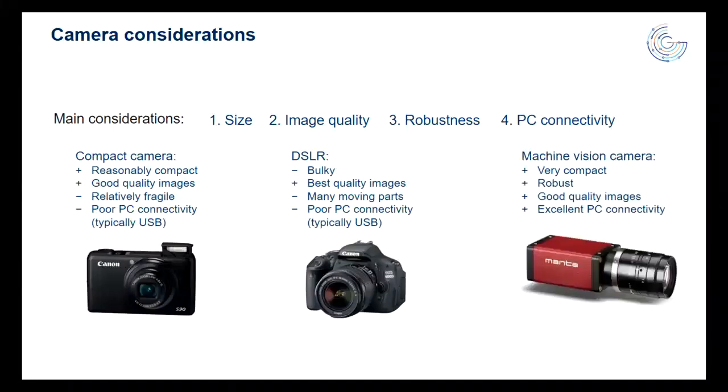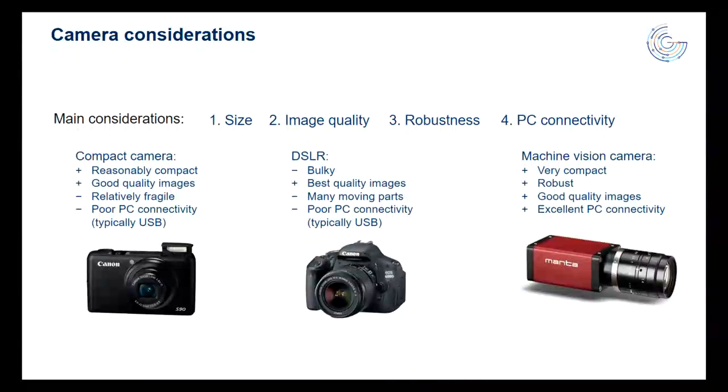The type that most people have moved to now is what we call a machine vision camera. They're very compact, very robust. They produce good quality images, not quite as good as a DSLR, but depending on the lens you choose and the quality of the lens, you can get good images. But the real plus side is they've got excellent connectivity.